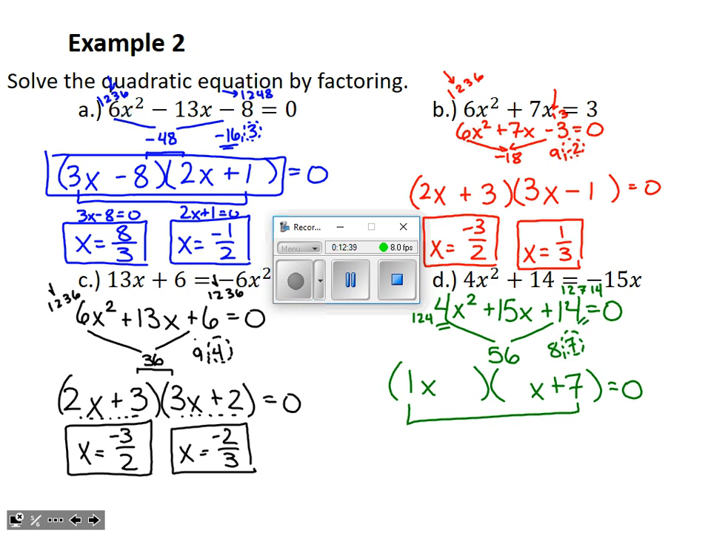First times first has to make 4x squared. That must be a 4x in my second factor. Last times last has to make 14. That must be plus 2. Quick check of my inside terms, 2 and 4 do in fact make 8, my other magic number. We have factored that correctly.